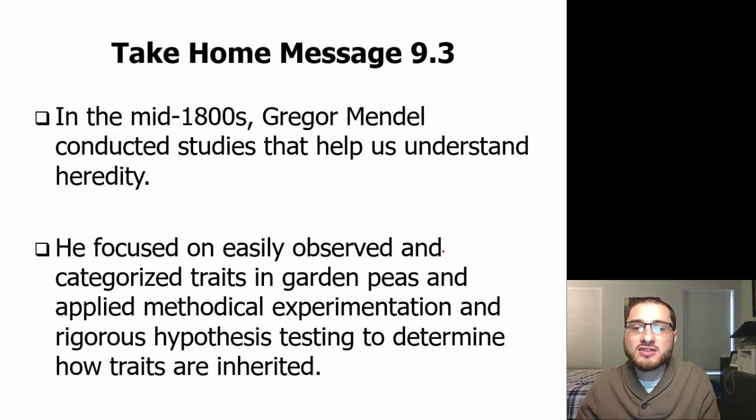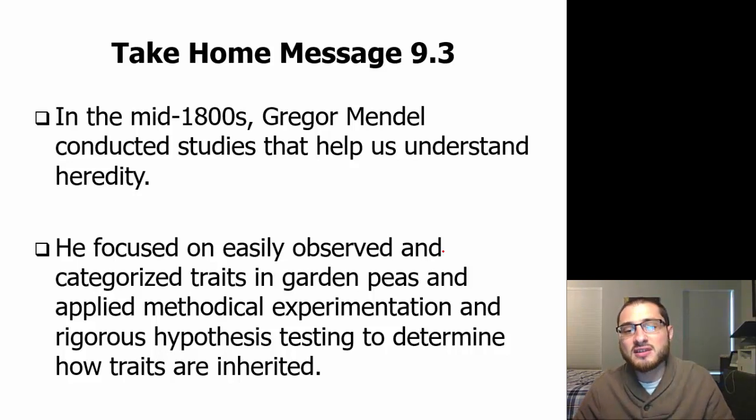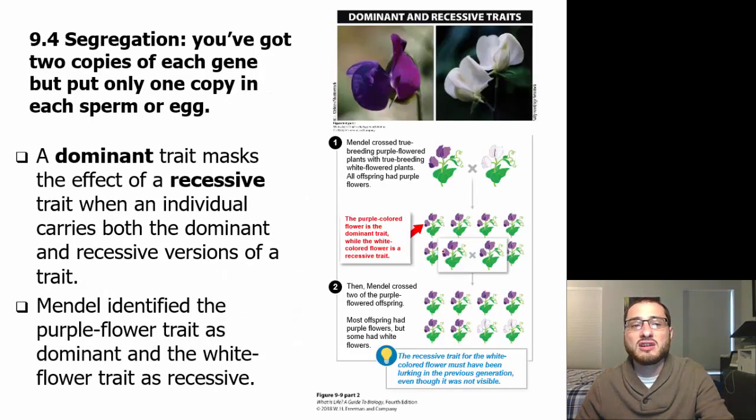Now, he conducted these studies, and it helped him to understand heredity and how things are passed on and how genes are going to influence what trait is going to be shown. And he focused on easily observed and categorized traits in garden peas, and he applied this methodical experimentation and rigorous hypothesis testing to determine how traits really are inherited.